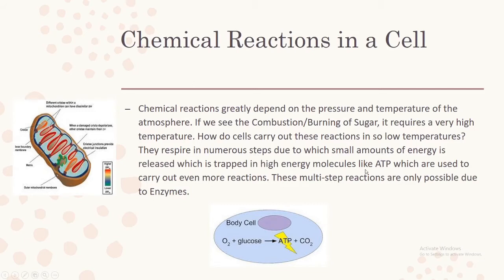Now what happens with that small amount of energy? Obviously we don't want it to go to waste, so it traps it in molecules of ATP, which are adenosine triphosphate, remember in the first chapter of cells, which are used to carry out even more reactions, because they are basically like a battery or like a chemical potential energy. These multi-step reactions are only possible due to enzymes, because enzymes carry out reactions and they need a lot less activation energy. You will learn what activation energy is with me in the coming slides.